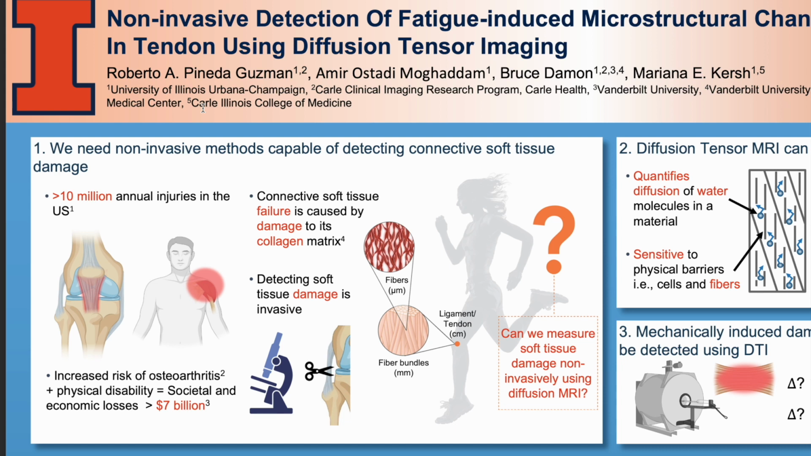Connective soft tissue injuries occur at a high annual incidence in the United States, leading to the onset of other degenerative diseases and causing significant societal and economic burdens. The failure of these connective soft tissues is hypothesized to be caused by damage to their collagen fiber matrix. However, current methods to detect this soft tissue damage are invasive and infeasible in the clinical setting. Hence, we need to develop imaging methods that are capable of detecting soft tissue damage non-invasively.